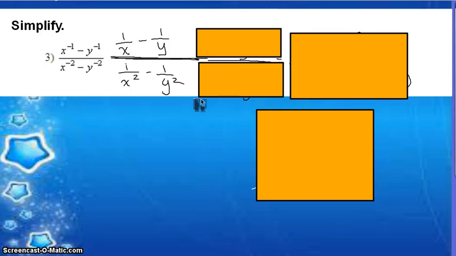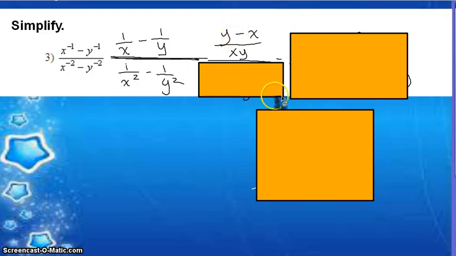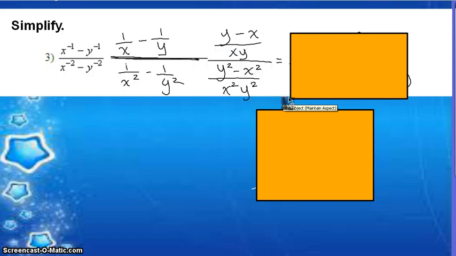Write your fractions separately, but keep them where they belong. That binomial is in the numerator. Keep it in the numerator, even though those negative exponents form a denominator. Then it's that same process. Get a common denominator. In the numerator, it's xy, so we would end up with y minus x. In the denominator, it's x squared y squared, so we would end up with y squared minus x squared over x squared y squared. Now, I did this all in one step.